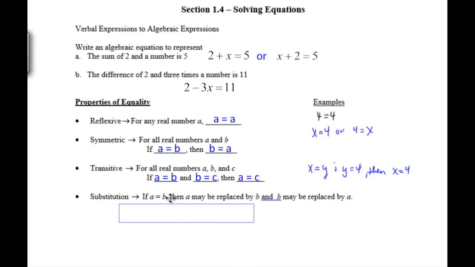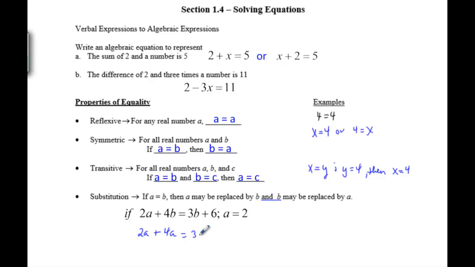And the last one, substitution. We're going to say if a equals b, then a may be replaced by b, and b may be replaced by a. So if we start off with 2a plus 4b equals 3b plus 6, and you know that a equals 2, what I can do is get rid of all these b's. So we can put in 2a plus, let's substitute a for b, call it 4a, and instead of the 3b, let's make it 3a plus 6.